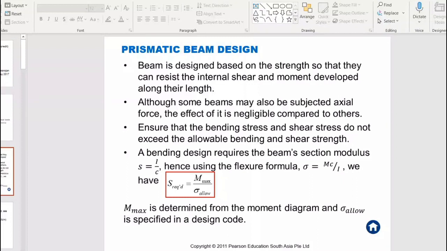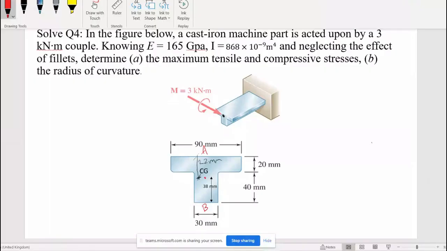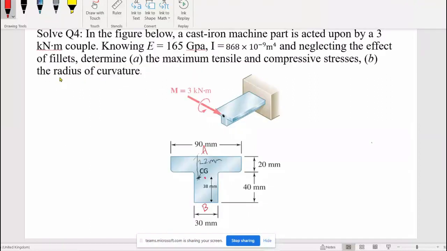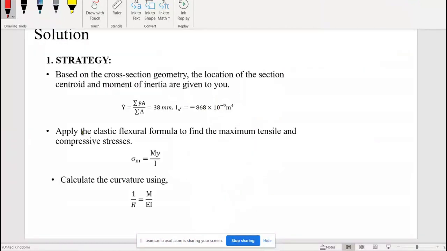That's why, if you're asked to find out the shear stress, you need to determine it at the fasteners first, and then for the whole member itself. Okay, you are asked to find out these three values, right? Maximum tensile stress, maximum compressive stress, and also radius of curvature. For these, you can use the formula, but you need to understand where the radius of curvature is lying.